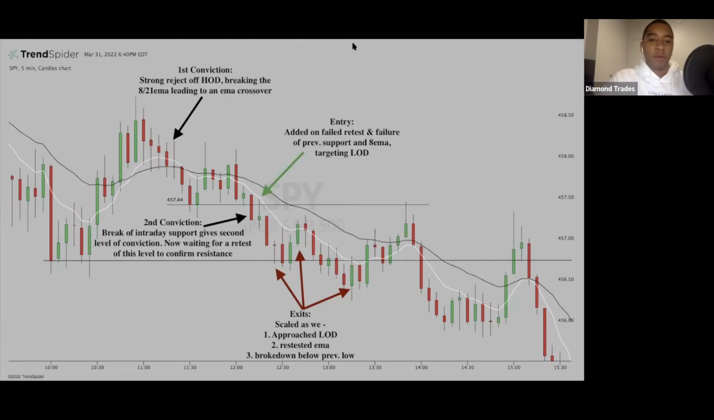So now let's go ahead and move on to setup number 2 that I took from last week using Unusual Whales. This one was on Thursday, March 31st. It was a SPY trade that we took going into the afternoon here.